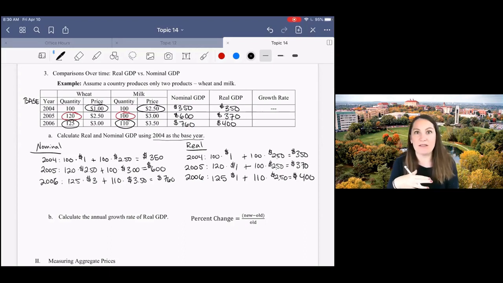So by holding prices constant and only looking at changes in production over time, now we can understand if the economy is growing or shrinking in terms of how much is being produced. That's what we're trying to measure when we look at GDP, and the growth rate of GDP, is it growing or shrinking, tells me something very important about what's happening in the economy.